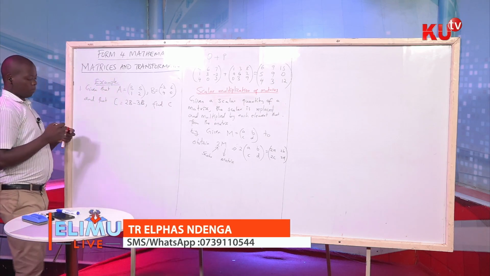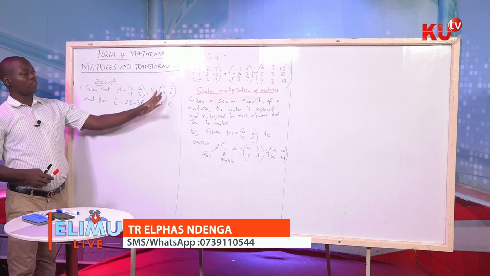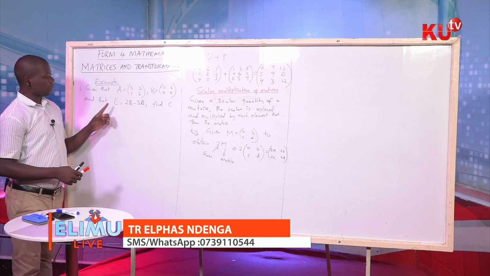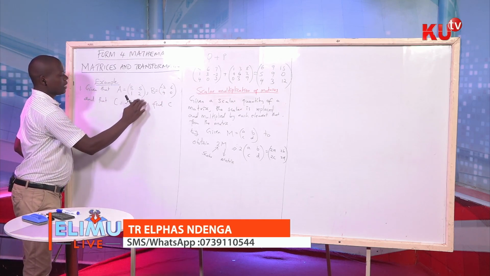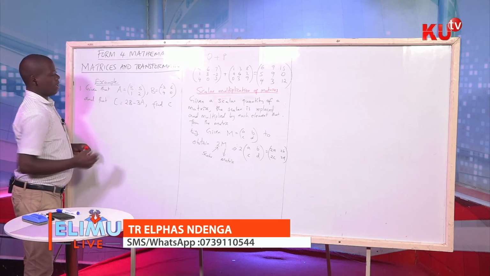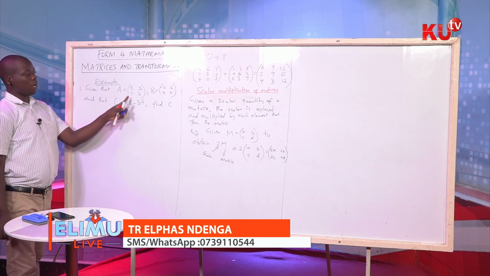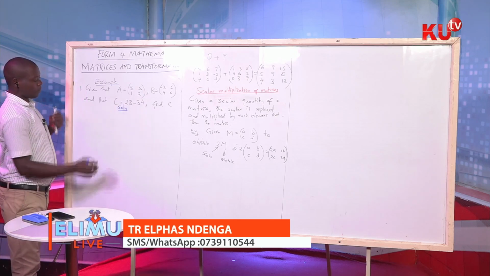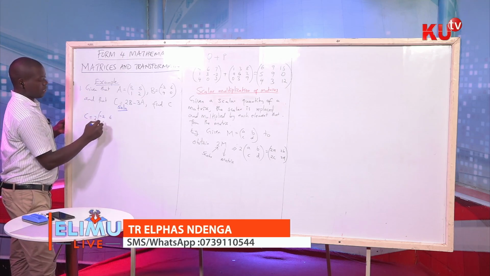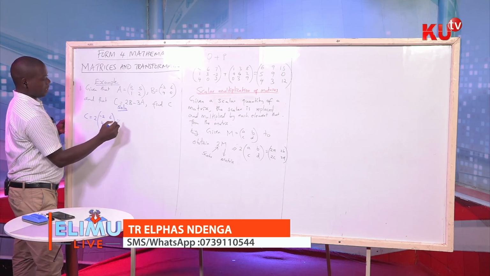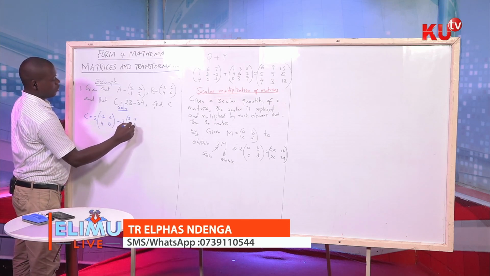Find C. Given that A is 3, 5, 1, 2, and B is negative 2, 6, 4, 0, we are asked to find C, and the condition for C is that C is 2B less 3A. Then to obtain this matrix, we replace in the value of 2 and the matrix B and multiply. So our C will be twice into B, negative 2, 6, 4, 0, minus 3 into A, 3, 5, 1, 2.